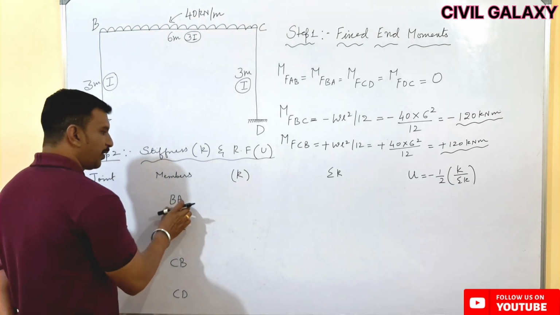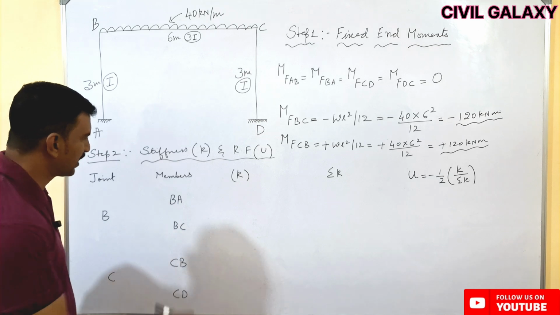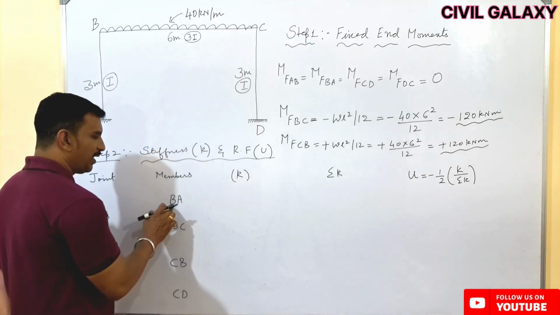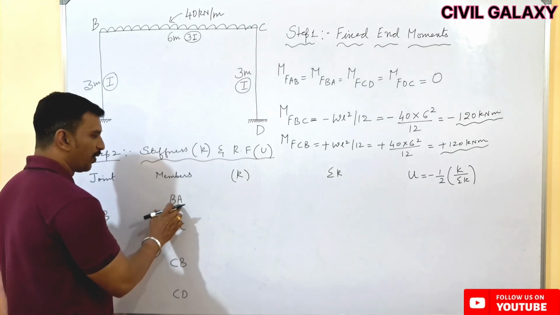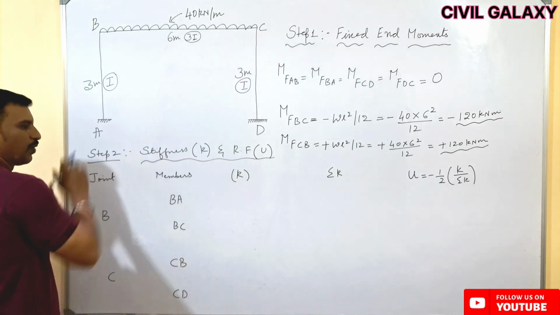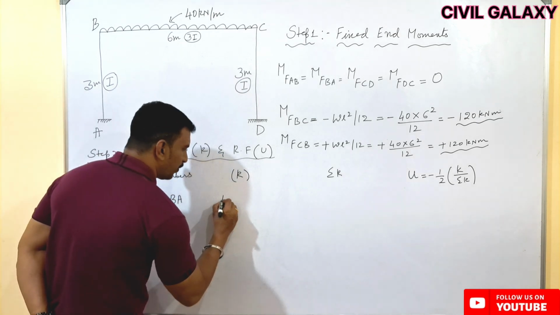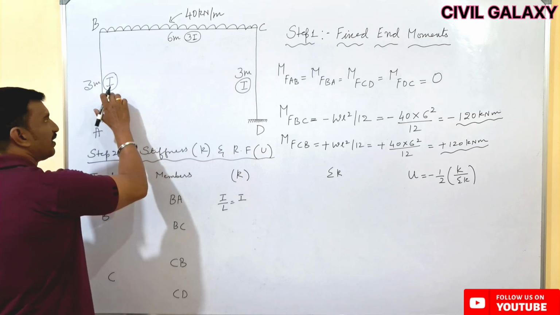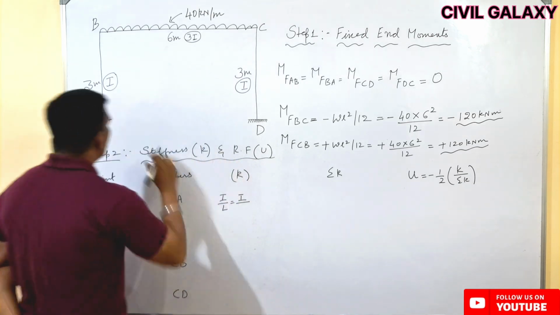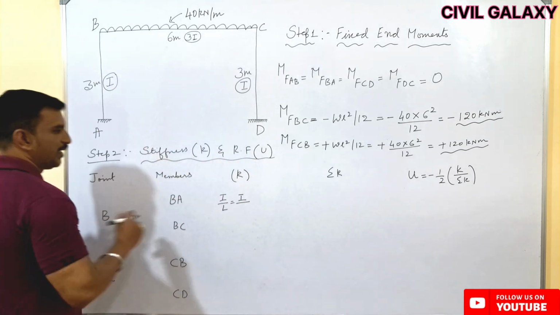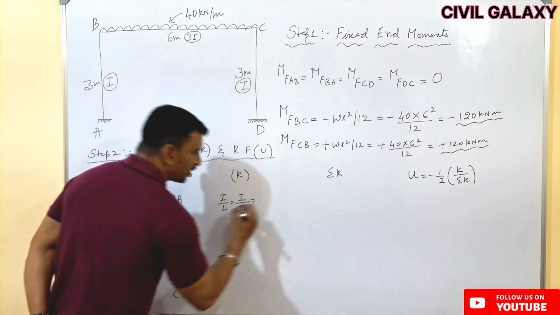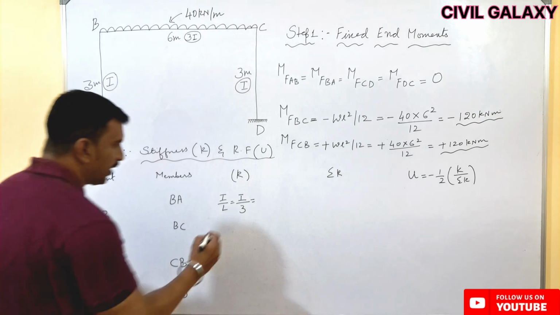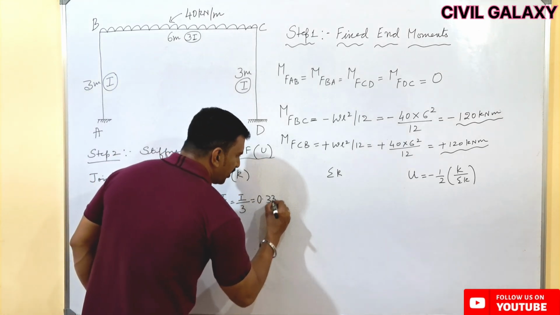Whenever we need to find the stiffness, we know that we need to consider the far end conditions. For member BA, B is the near end and A is the far end. Since the far end is fixed, the stiffness will be equal to I upon L. Here the moment of inertia is I, and the length of member BA is 3, so this gives a value of 0.33I.